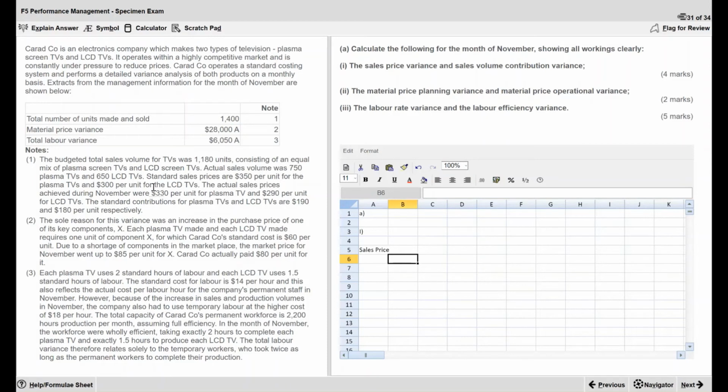So let's see how much sales we made. So extract from the management information for the month of November are shown below. Total number of units made and sold, material price variance, and total labor variance. We have sold 1400 units. The budgeted sales was 1180 units, consistent with equal mix. So this is actual, we don't care about that. Actual sales volume was 750 for plasma TVs and 650 for LCD TVs. So what I will do is I will write it separately.